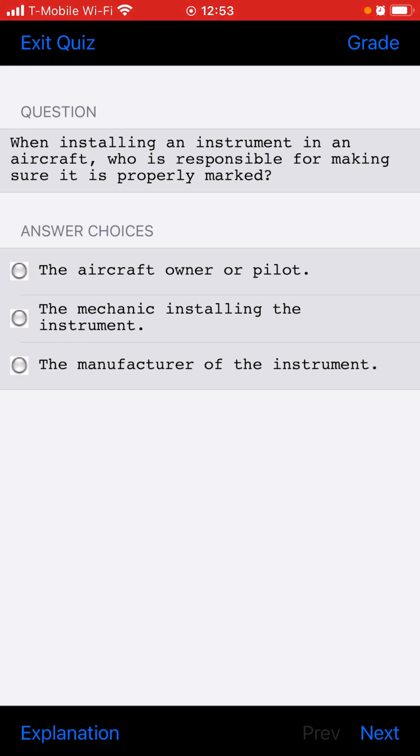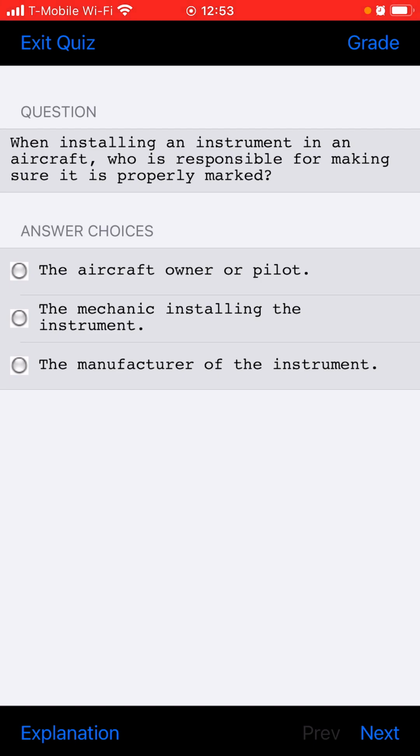What is the purpose of a torque link on an oleo strut? To keep the wheel in alignment and prevent the piston from coming out of the cylinder.